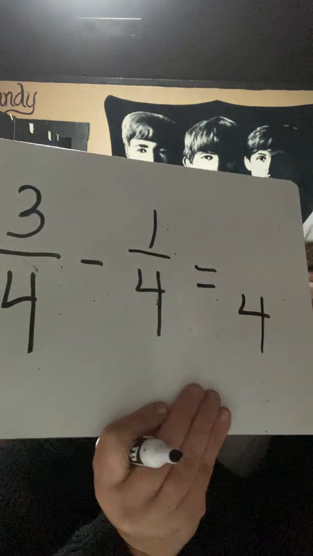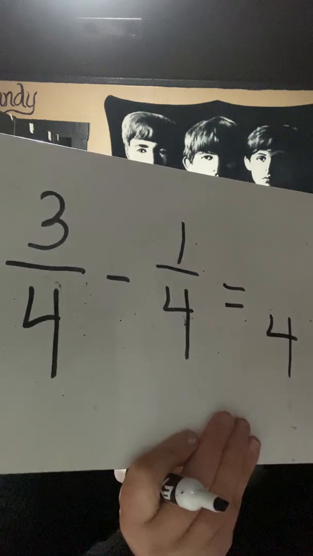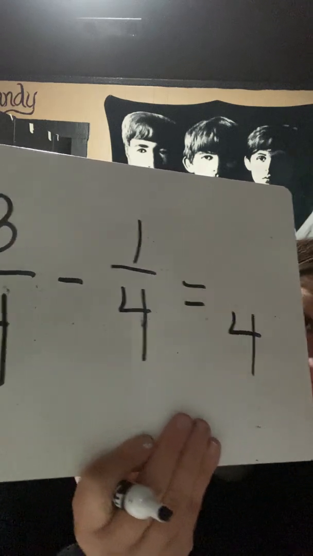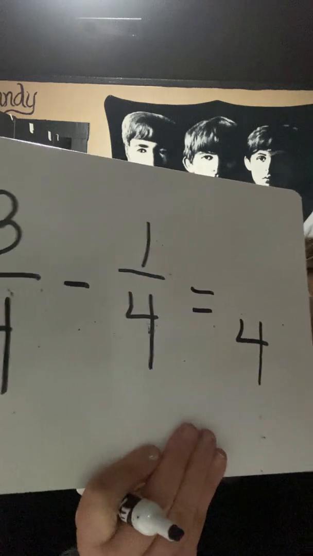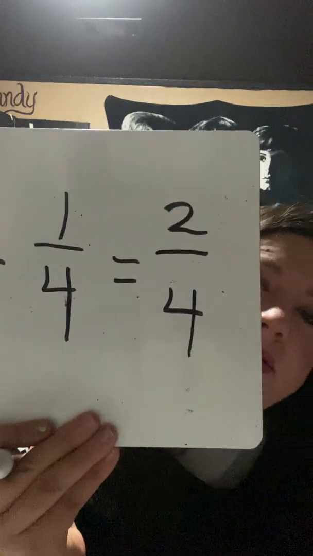What about 3/4 minus 1/4? The bottom number stays the same. We're still looking at it like if we had 3 out of 4 things and we took away 1 out of 4 of those things, 3 minus 1 is 2. So we would have 2 out of 4 left. 3/4 minus 1/4 is 2/4.